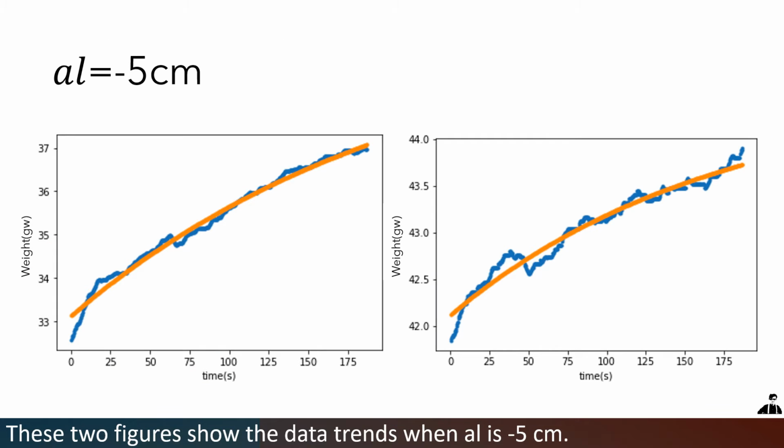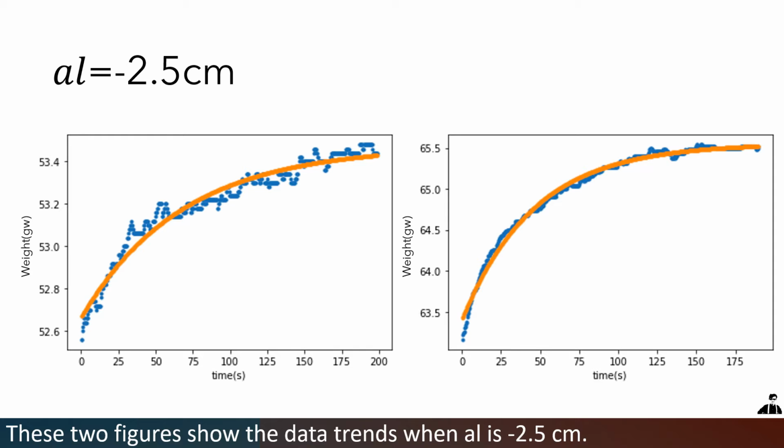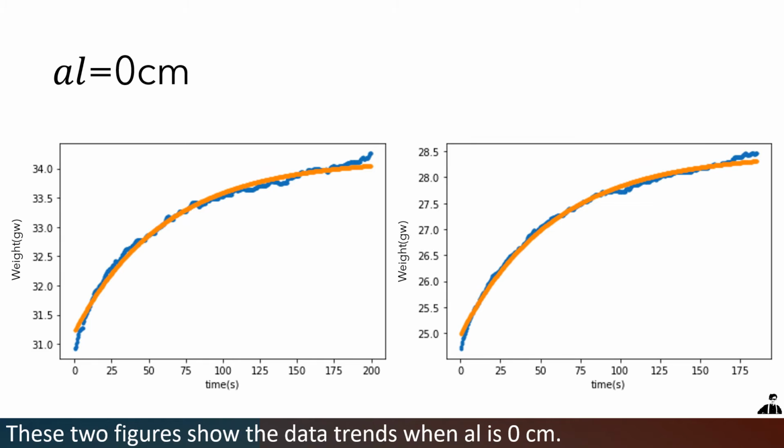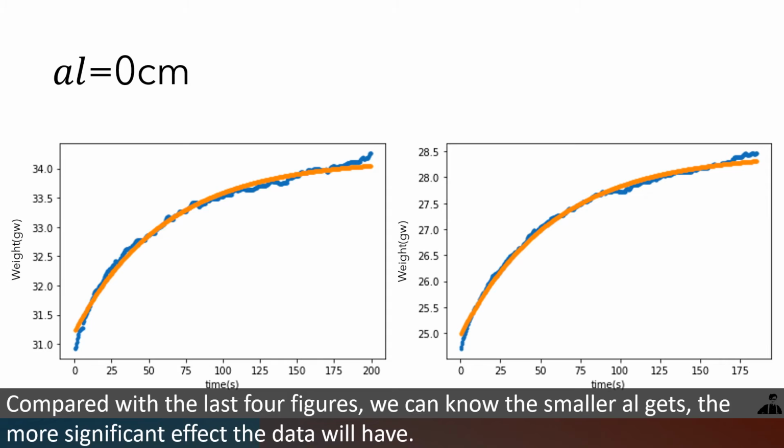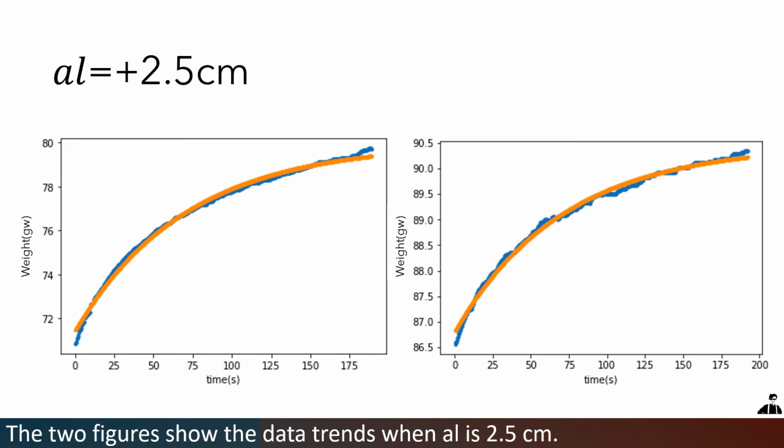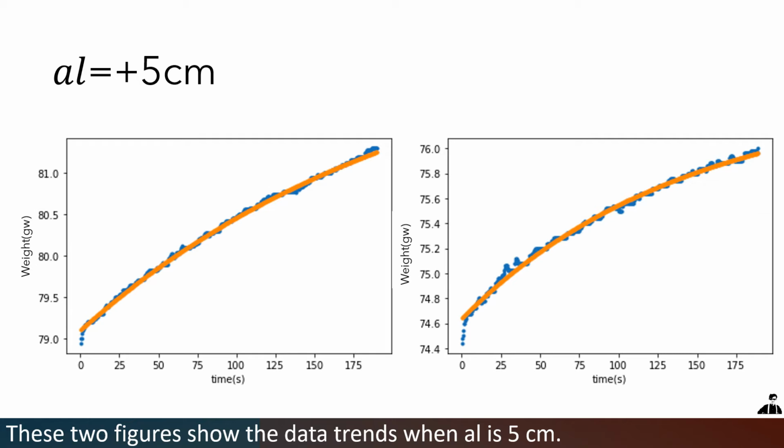These two figures show the data changed when AL is -5 centimeters. These two figures show the data changed when AL is -2.5 centimeters. These two figures show the data change when AL is 0 centimeters. Compared with the last four figures, we can know that the smaller AL gets, the more significant effect on data it will have. The two figures show the data change when AL is 2.5 centimeters. These two figures show the data change when AL is 5 centimeters.